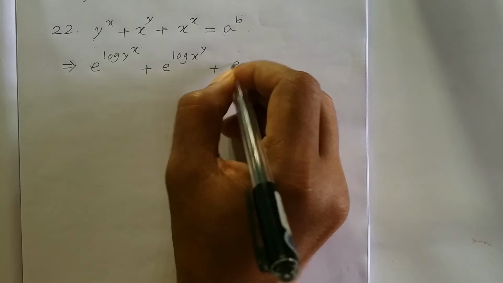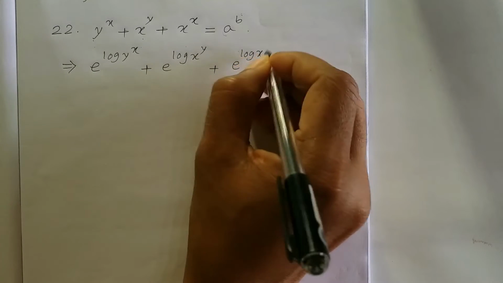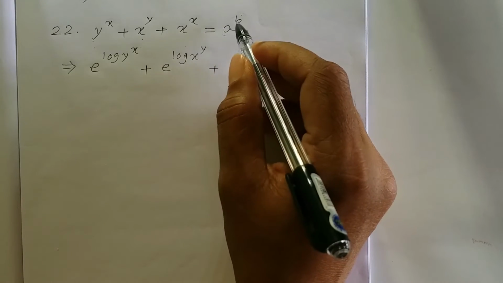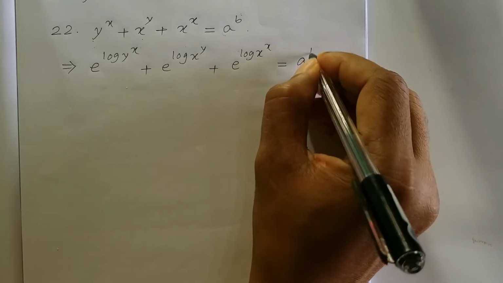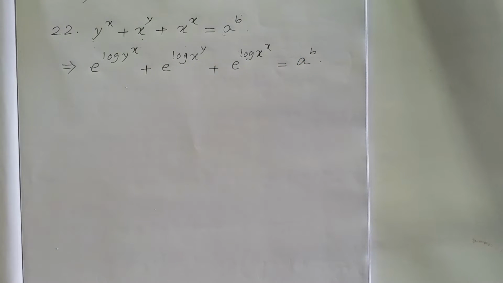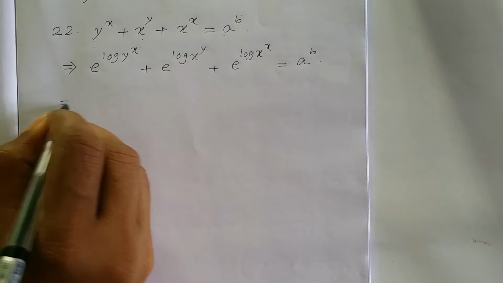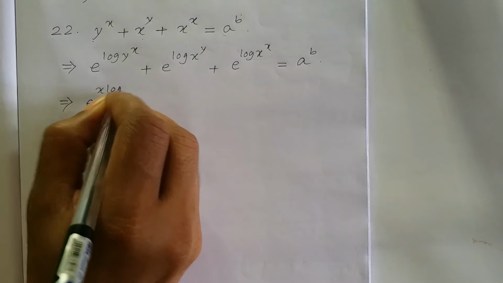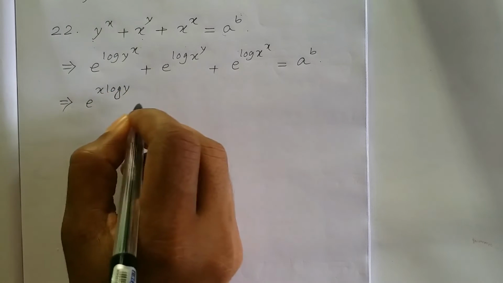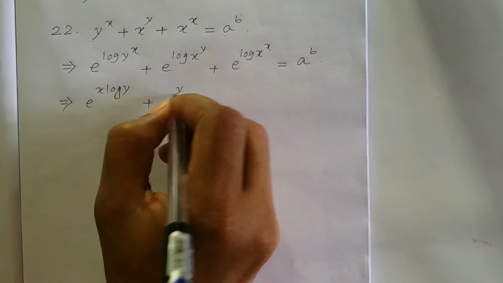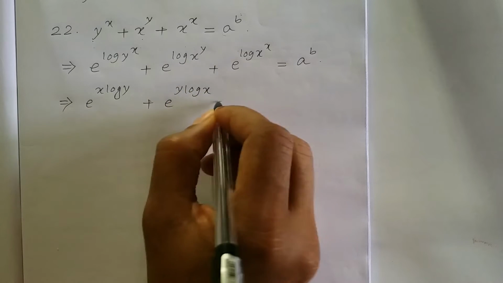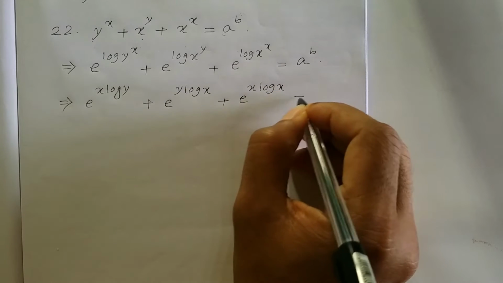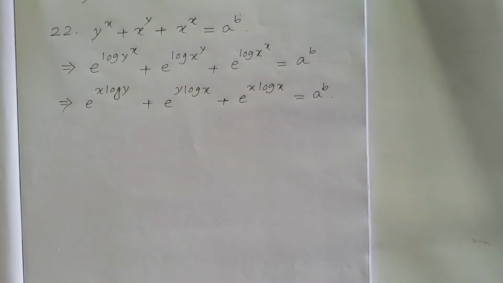Then plus e to the power log of x to the power x. On the right side, though it is in the exponent form, the function is a constant function, therefore we need not write it in the format of logarithm. So it implies e to the power x log of y plus e to the power y log of x plus e to the power x log of x is equal to a to the power b. This is your expression now.